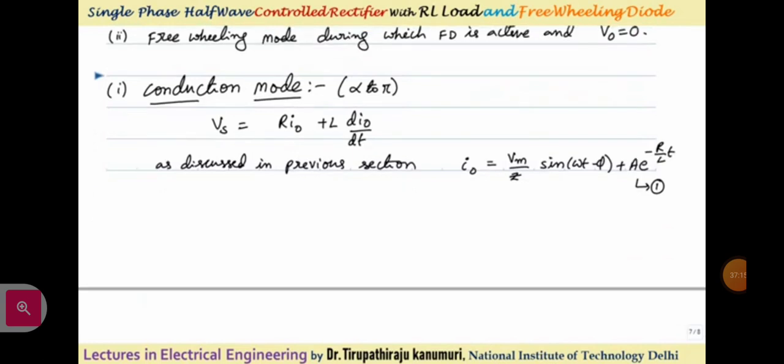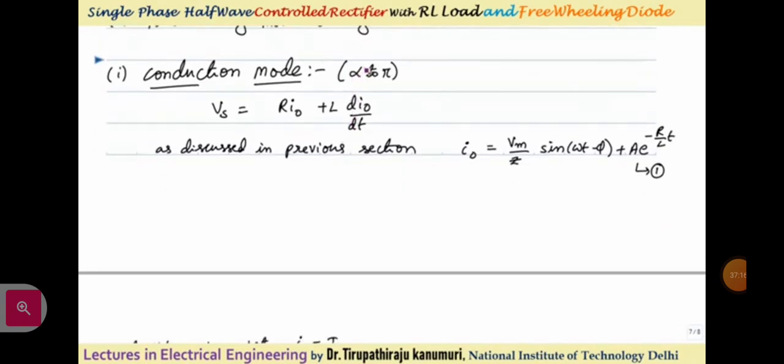So first I am starting with the conduction mode. It will be from the firing angle alpha to pi, where your thyristor is forward biased, so it will conduct. So I can write the equation again, the same thing as before: Vs is equal to i0 multiplied by R plus L into di0 by dt. Again this will have two components, one is the steady state component and the other is the transient component. From the previous section I am writing directly: i0 is equal to V maximum by Z sin of (omega t minus phi) plus A e to the power of minus R by L into t.